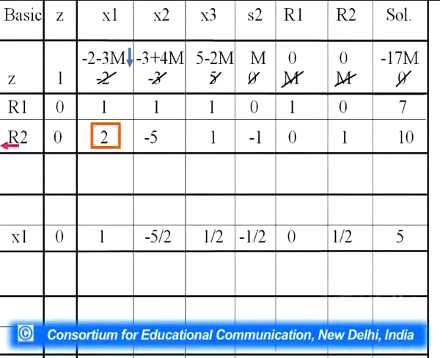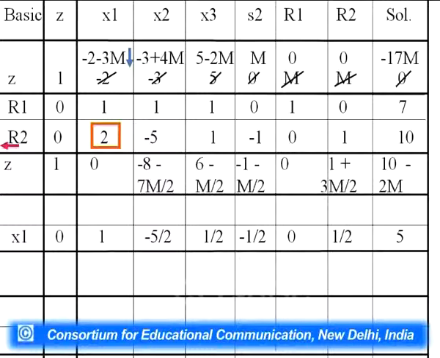X1 is now 0, 1, minus 5/2, 1/2, minus 1/2, 0, 1/2, and finally 5. This has already been explained in the previous table, and the way we have done it is also clear to the viewers. And now the Z row is written. Z is 1, 0, minus 8, minus 7m/2, 6 minus m/2, minus 1, minus m/2, 0, 1 plus 3m/2, and finally 10 minus 2m. And this has been done to bring the value under the X1 variable against the Z row as 0.